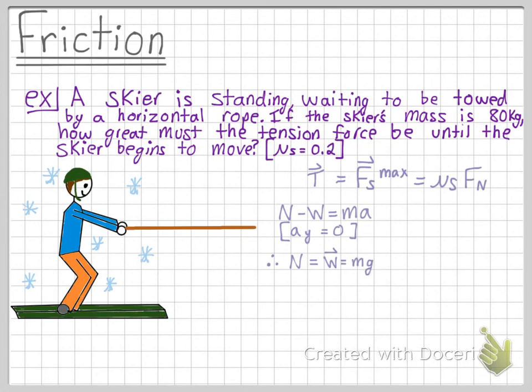So we also know that weight is equal to mass times gravity, and then we can plug in the mass, which is 80 kilograms, and gravity is 10, so we find that the normal force is 800 newtons. Great, so let's plug this into our tension equation. So we have our coefficient of static friction is 0.2, and the normal force is 800, and we find that the tension force is then 116 newtons.